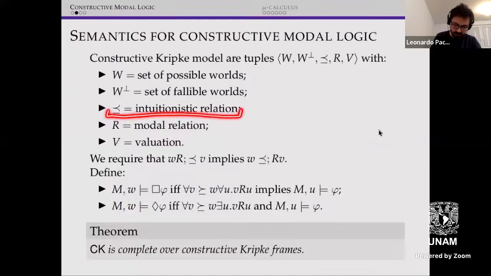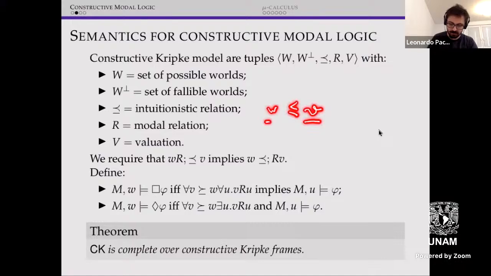And we have another relation that we call the intuitionistic relation, that's modeling the constructive, intuitionistic part of the calculus. You can think of this as an increase of information. If w comes before v, then everything that holds at w is going to hold at v too. And this is similar to how we model intuitionistic logic with Kripke models. But now we have these 2 relations. We have one little requirement: that the composition of the modal relation and the intuitionistic relation is going to be a subset of the composition of the intuitionistic and then the modal relation.